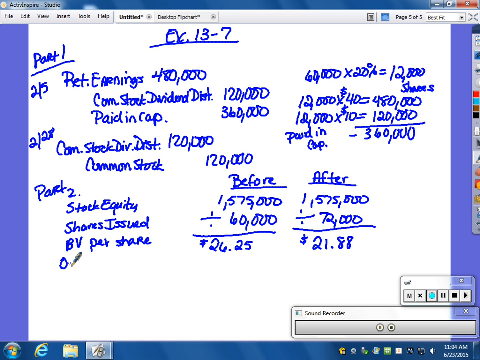So owned shares, and you want to multiply that by, before the stock dividend, they owned 800, right? That person owned 800 shares. What's this amount? 21,000.